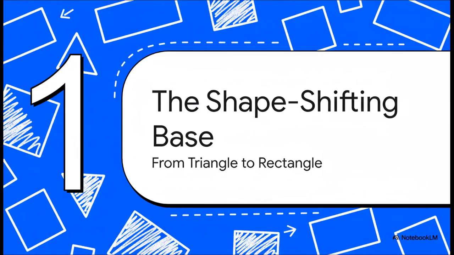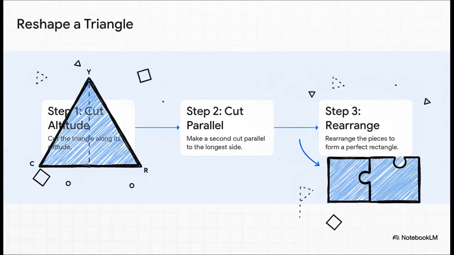Okay, before we try to tame that crazy kite shape, let's warm up a little. We're going to see how this formula works on a shape we're all familiar with, and I'll show you how we can bend it to our will. Check this out. It's kind of like a little magic trick. If you take any old triangle and make just two very specific cuts, you can actually rearrange those same pieces to build a perfect rectangle.